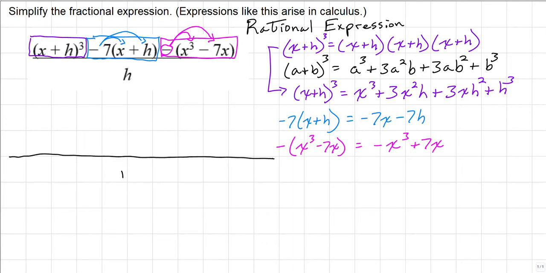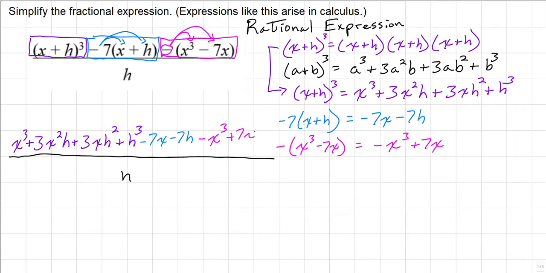And we're going to go ahead and add in all our components here. We're going to start with the x cubed plus 3x squared h plus 3xh squared plus h cubed. Then we're going to subtract 7x and 7h because that's our second expression. And then finally, we'll finish up with a -x to the third plus 7x.